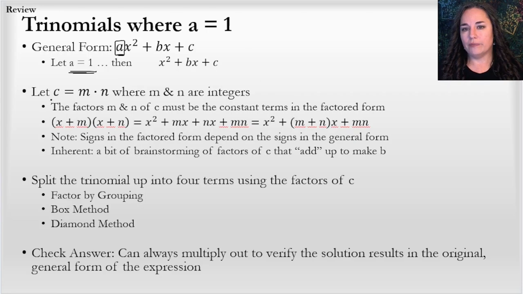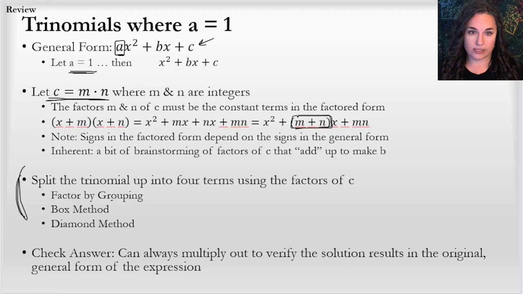So what I remind people at this point is these strategies for how to split up a trinomial, or how to figure out what were the two numbers that made up c. c is a combination of integers, m and n. They multiply together to equal c and are related to b. m plus n has to equal b.